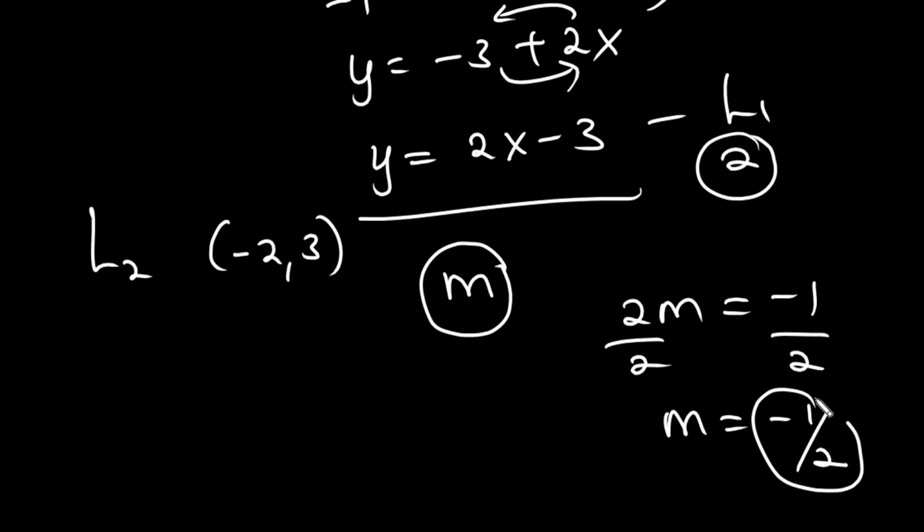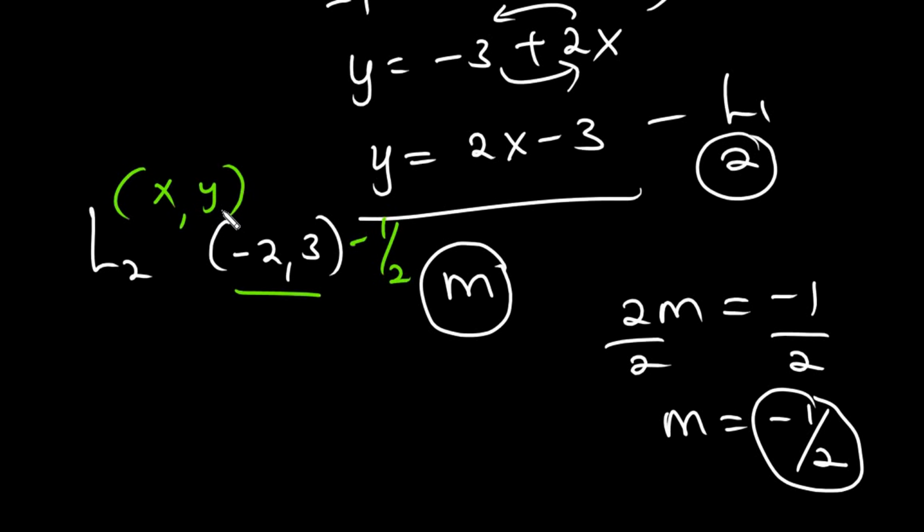So m now is the gradient of L2. We have the gradient of L2, it is -1/2, and we have one point that we know, it's (-2, 3). As we said, we can get the equation of a line using the gradient and one point. What we need to do is to identify another point (x, y), any other point on that line.